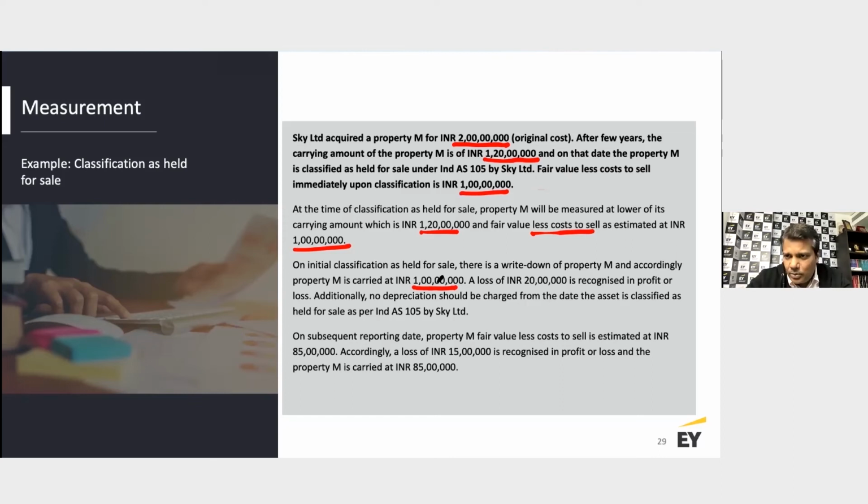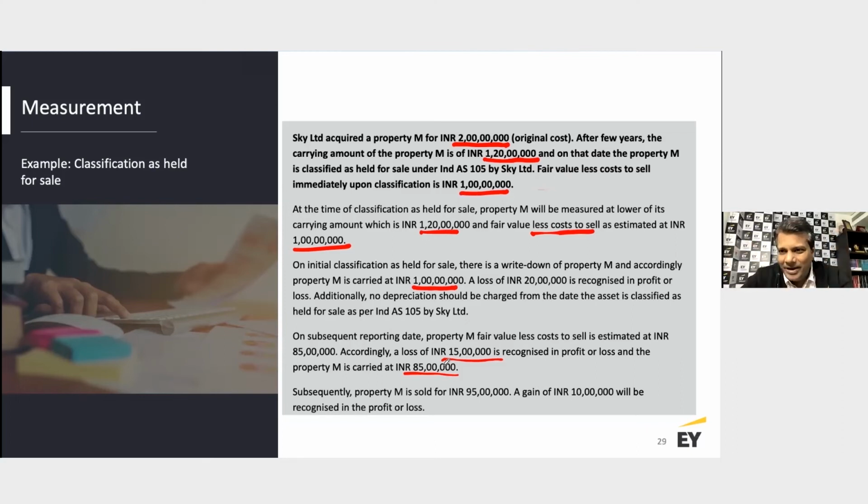Now, on a subsequent reporting date, the property M fair value less cost to sell is estimated at INR 85 lakhs. This is a further drop in the value of the asset. Accordingly, I need to record an additional loss of 15 lakh, and now property M is carried at INR 85 lakhs. So I've recorded 80 lakhs of depreciation, then 20 lakhs of write down, another 15 lakhs of write down, and I stopped providing for any depreciation. Subsequently, if I'm able to sell it for 95 lakhs, a gain of 10 lakh will be recorded in the P&L.